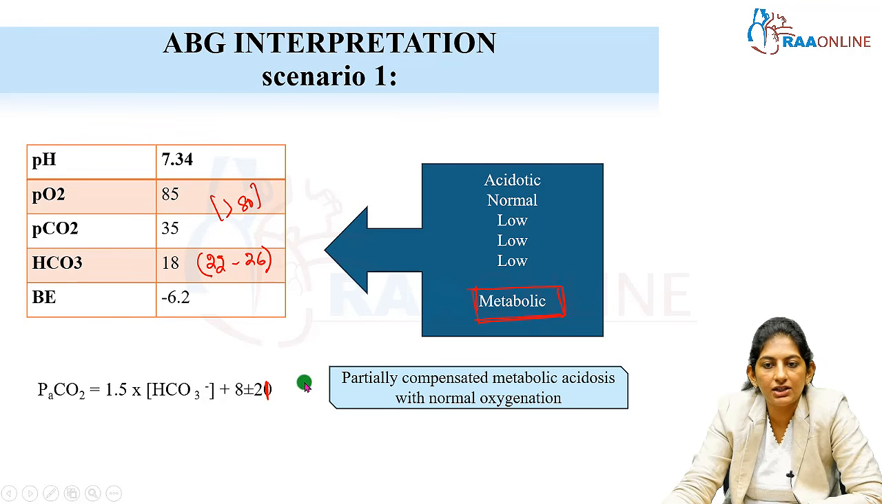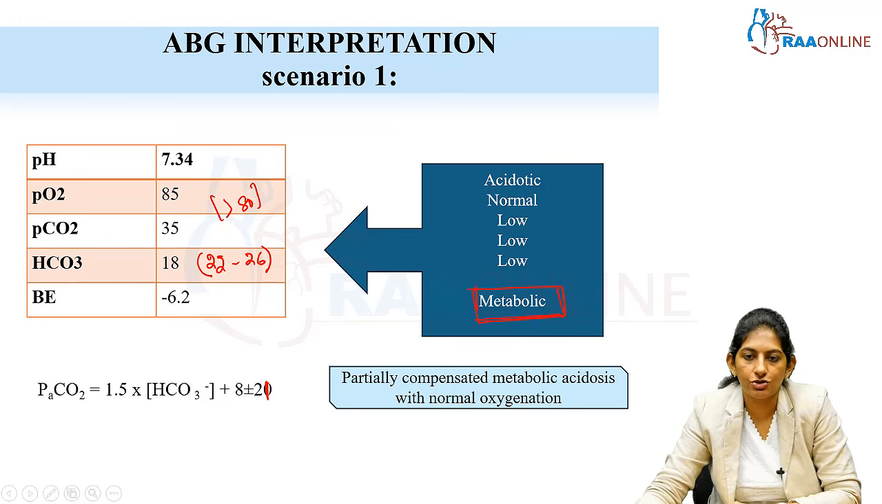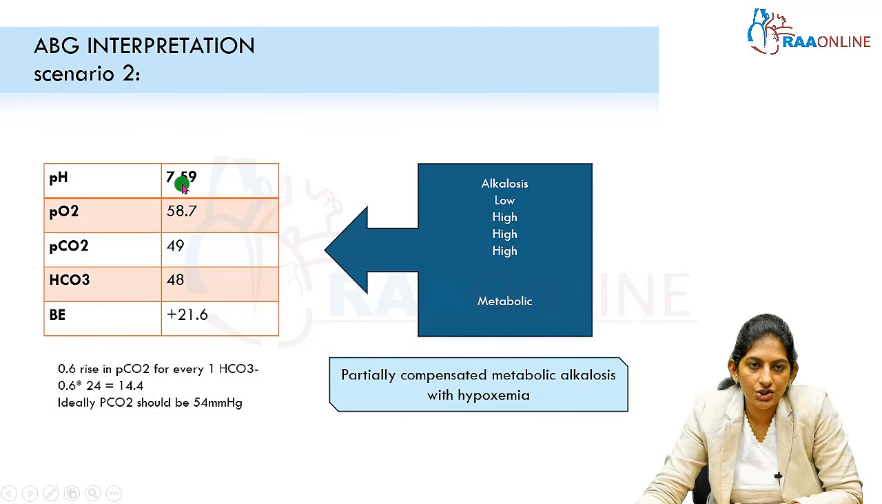So, it is a partially compensated metabolic acidosis with normal oxygenation. So, this will be your complete interpretation of the ABG. Always mention oxygenation also. So, we will go to the next scenario. So, look at the pH here. pH is 7.59. Is it acidotic or alkalotic? It is alkalotic.